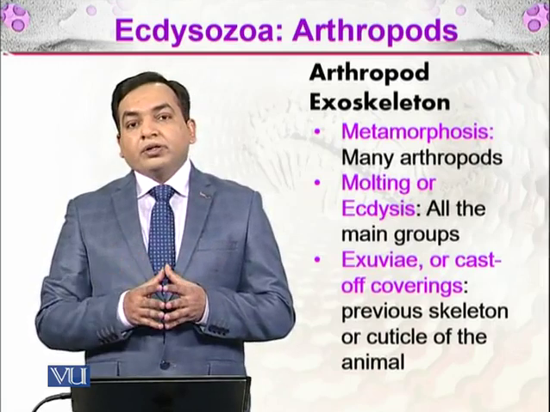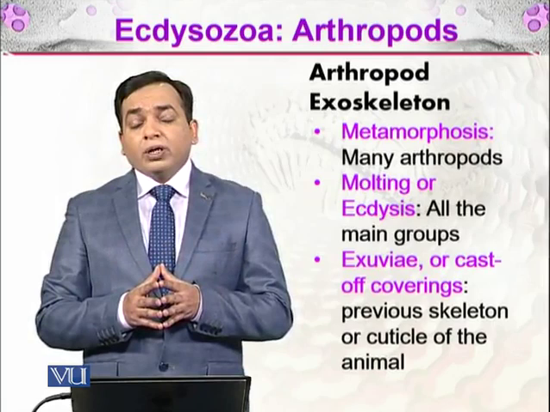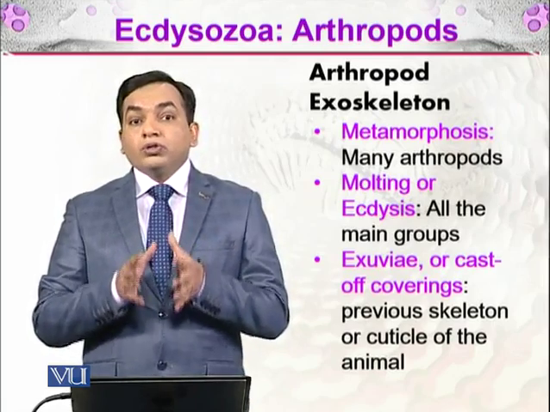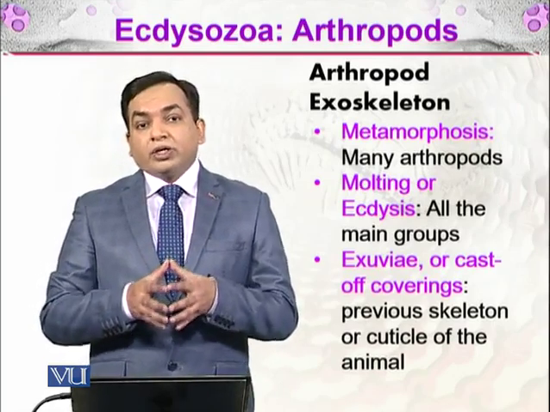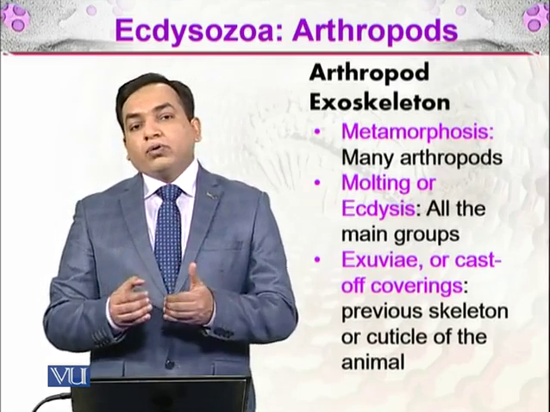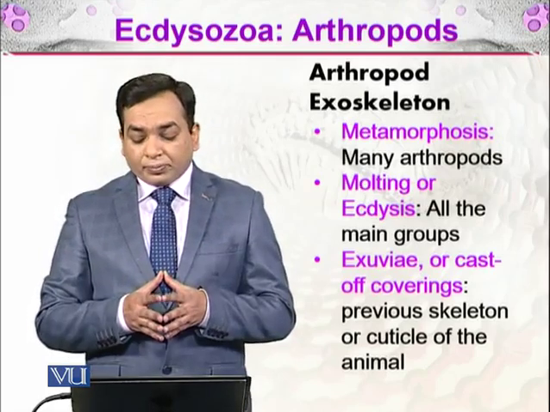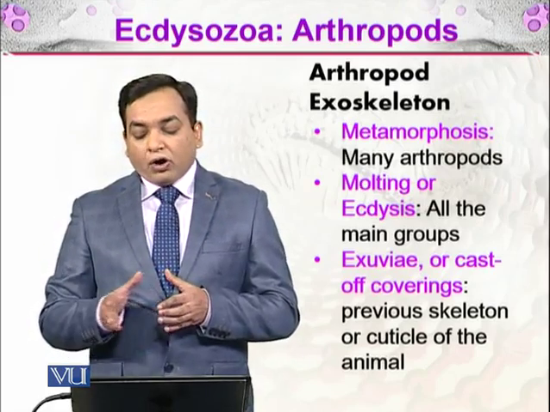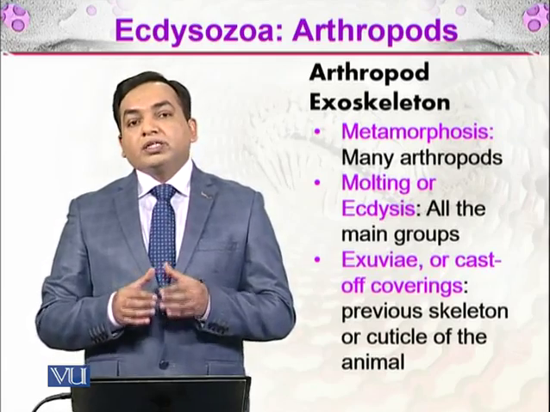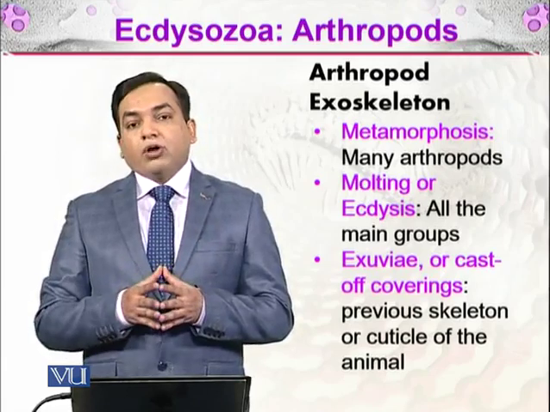And then there is another phenomenon of molting or ecdysis that we have discussed earlier as well, in which an organism grows a newer exoskeleton beneath the older one, and the older one is shed and the new organism comes out from the old skeleton. And exuviae, or the cast covering, is the name for the remains of the previous skeleton or cuticle of the animal.